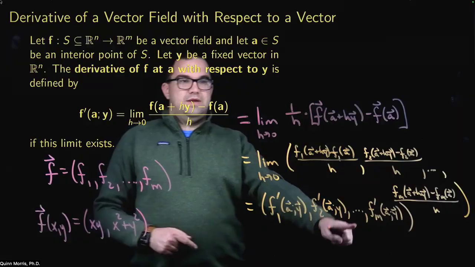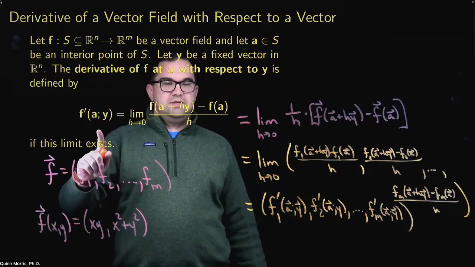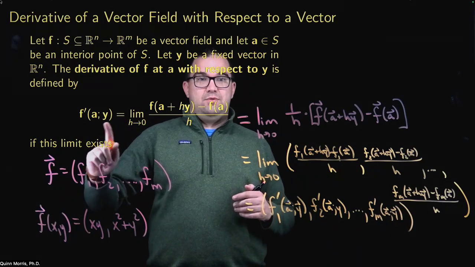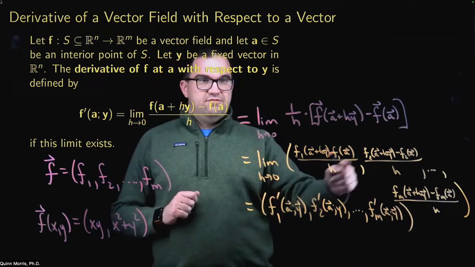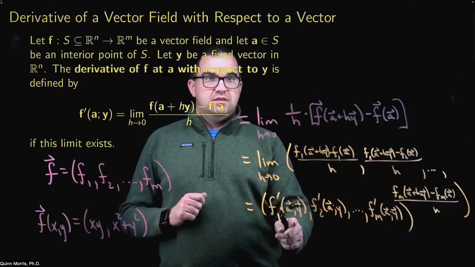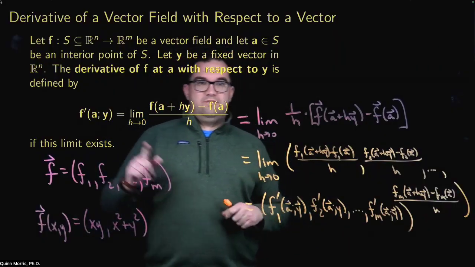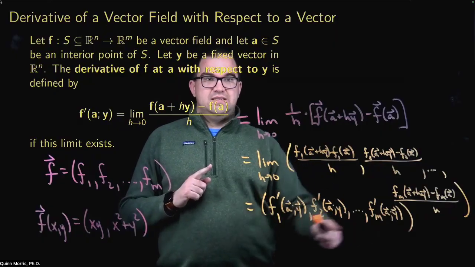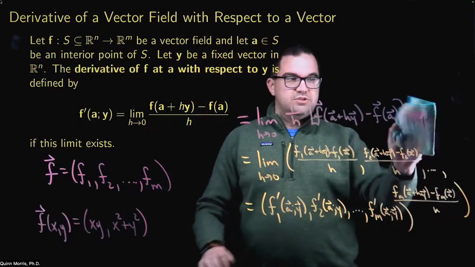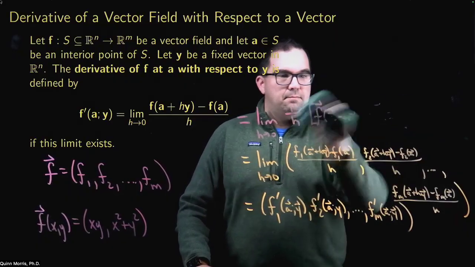So what we're seeing here is that yes, we use the same limit definition, but what it really gives us is that the derivative of a vector field at a with respect to y is just take the derivative of each component at a with respect to y, and this is really just the derivative of a scalar field with respect to the vector y. So in fact, this exists if and only if each of these exist. This is the first case we're seeing where really, with all of this stuff about vector fields, you just treat it component-wise.